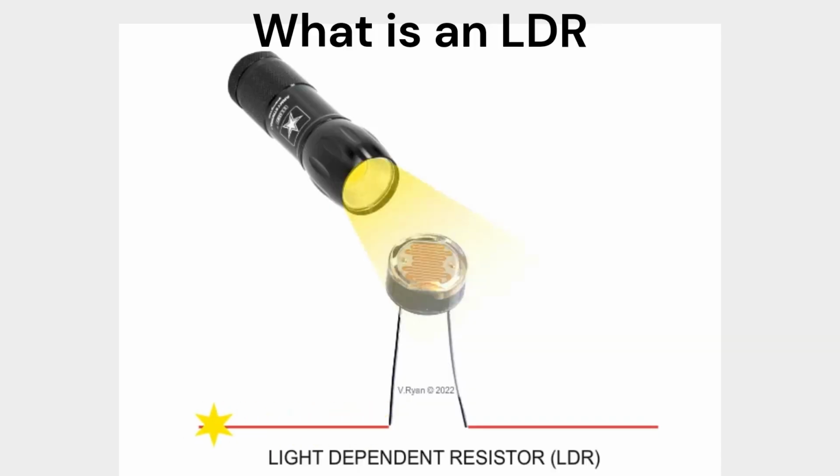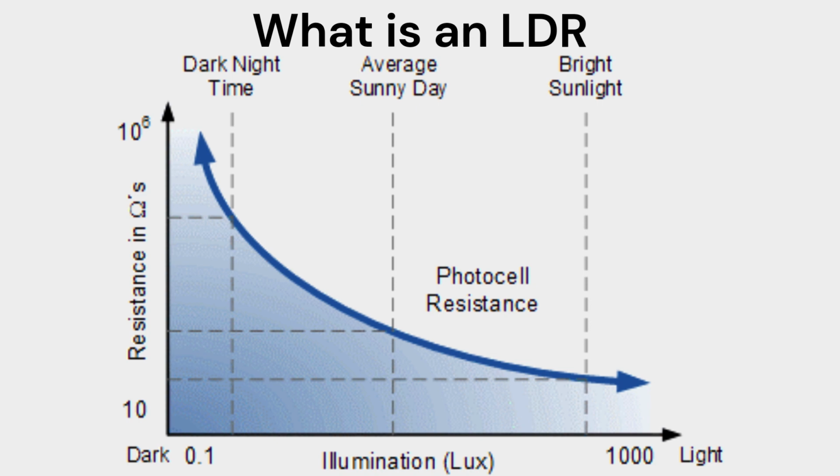When LDRs are exposed to bright light, the resistance of an LDR decreases, allowing more current to flow through it. Conversely, when it's in the dark, the resistance of an LDR increases, reducing the amount of current that flows through it.